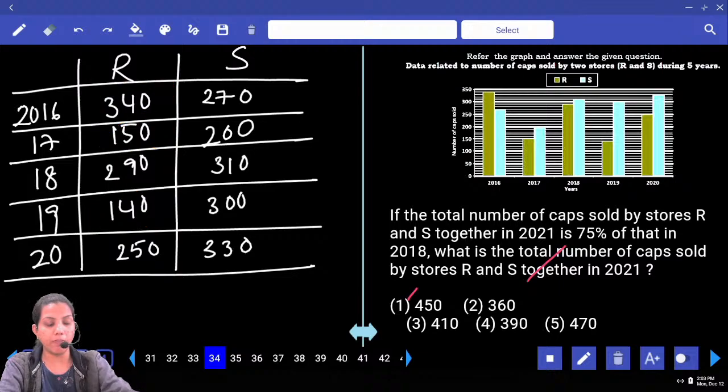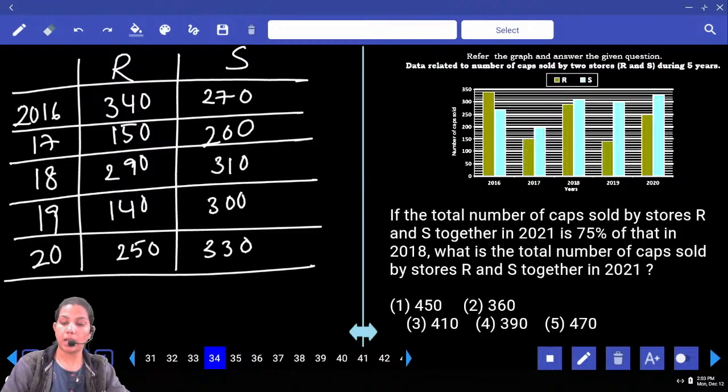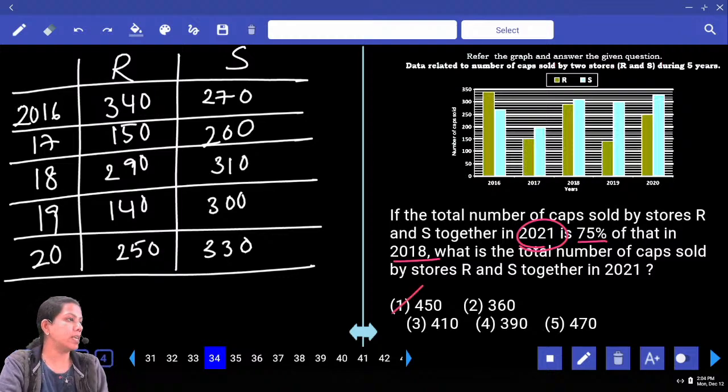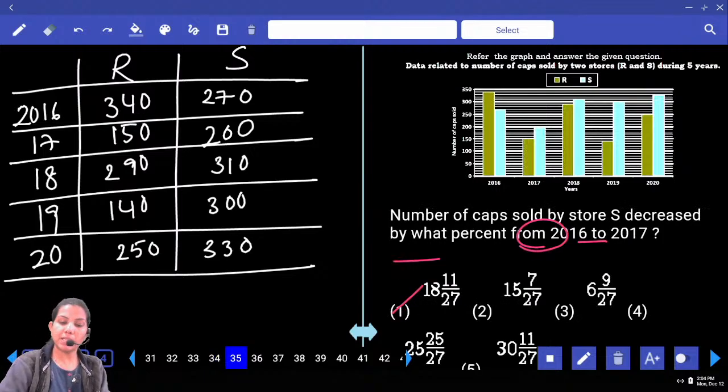Next, question number 34. If the total number of caps sold by store R and S together in 2021 is 75% of that in 2018, what was the total number of caps sold by store R and S together in 2020? 2021 total is 75% of 2018. What is 2018 together? 290 plus 310 is 600. 75% of 600 means 3/4 of 600, which is 450, the first option.